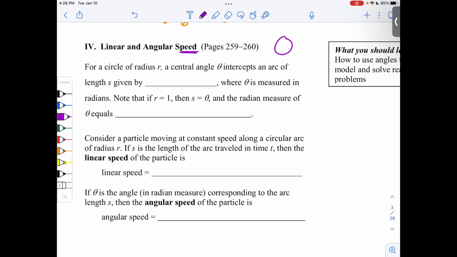So for the circle with the radius r and a central angle where the arc is s, s is given by r times theta, where theta is in radians. Note that if the radius is 1, then s just equals theta, and the radian measure of theta equals the arc length.